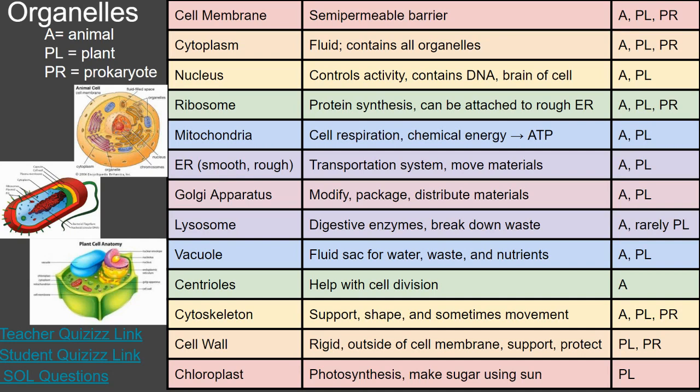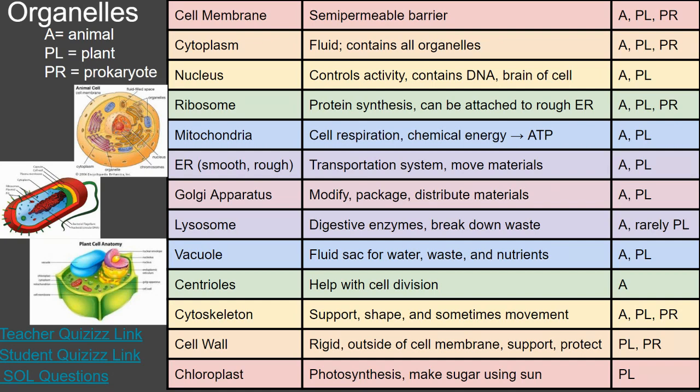Next up, we've got the cell wall. You cannot find cell walls in animal cells, but you can find them in plants and prokaryotic cells. They're on the very outside layer of our plant and prokaryotic cells. They're very rigid, tough, and hard. They're outside of the cell membrane, and they provide support, protection, and shape for the prokaryotic and plant cells. Again, they're not found in animal cells.